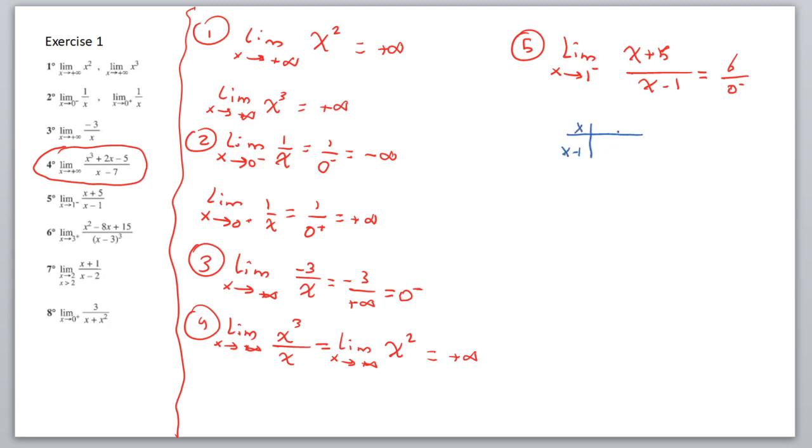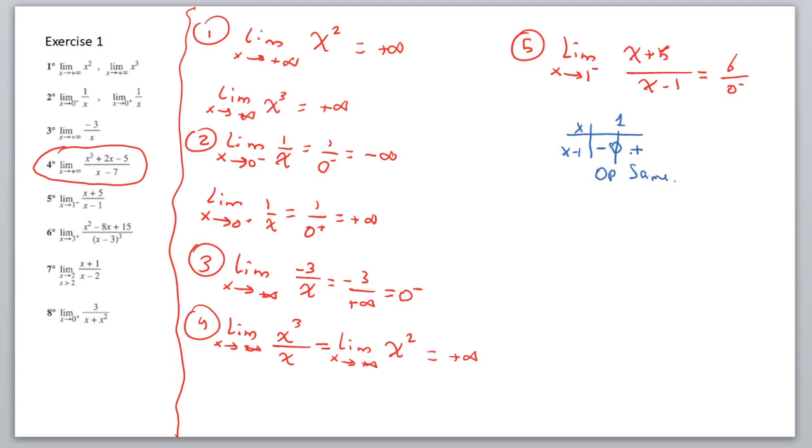X minus 1. What makes x minus 1 zero? There's only one root, which is 1. The sign of x is positive, so opposite, same, opposite, same. So opposite here and same here.